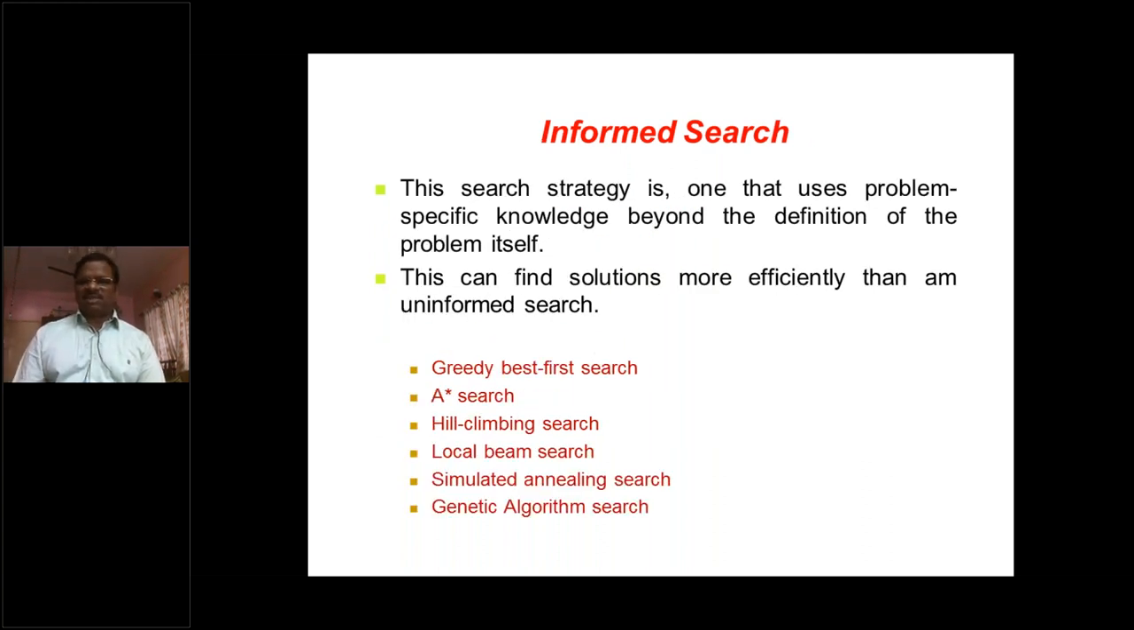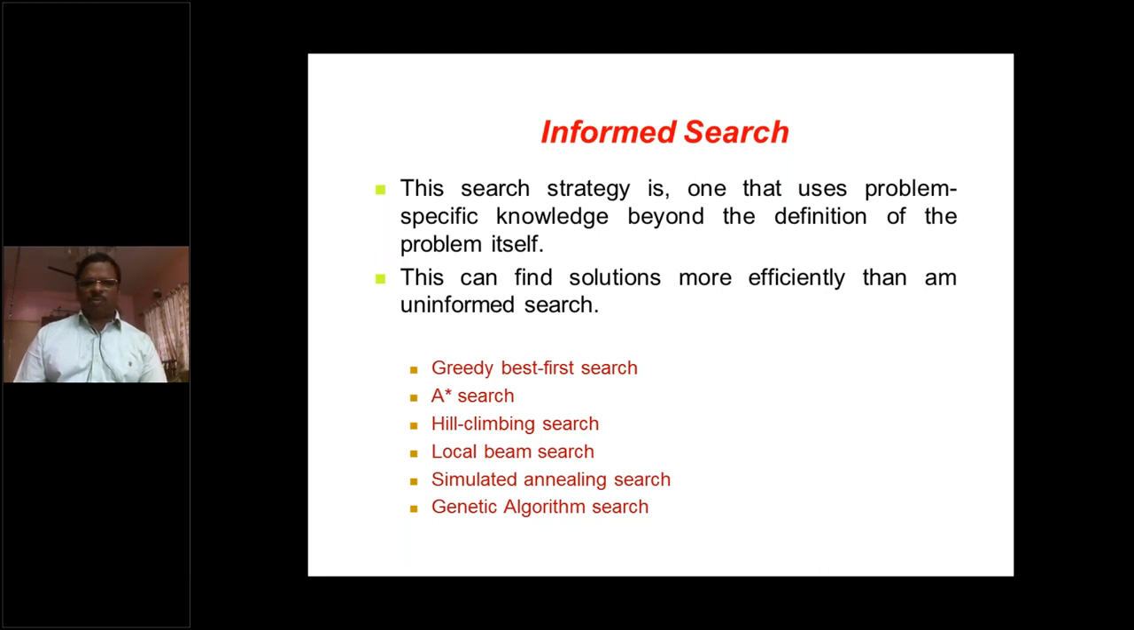Then what is informed search? This search strategy uses problem-specific knowledge beyond the definition of the problem itself. We can have some information about the problem: what its kinds are, how much data is available, and how the information is carried out. Without that information, is it possible to create a solution or not? So what is the structure of the information available in the informed search category?